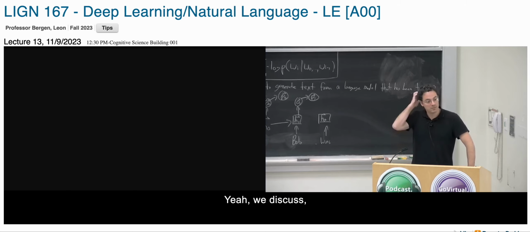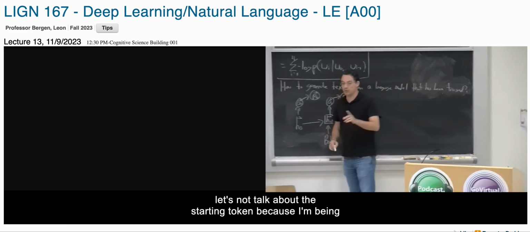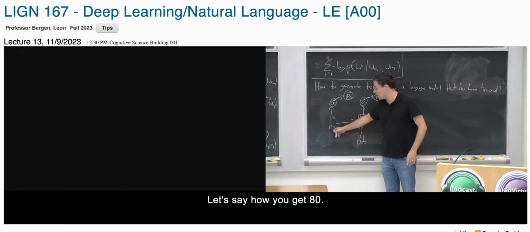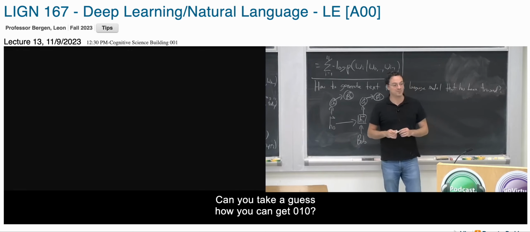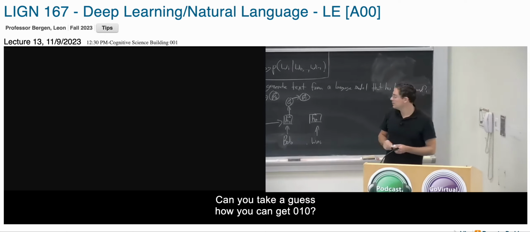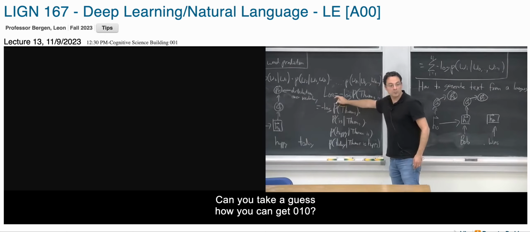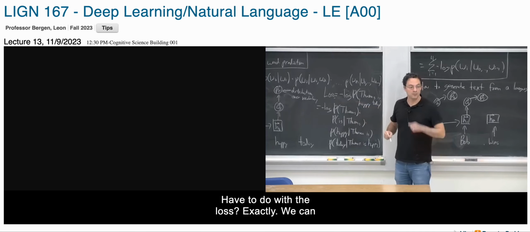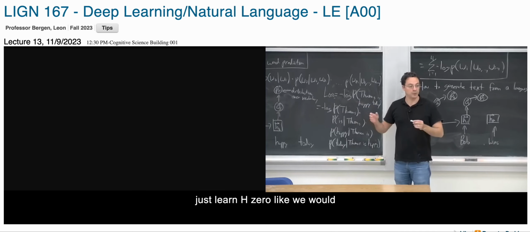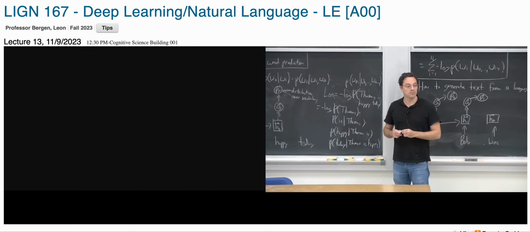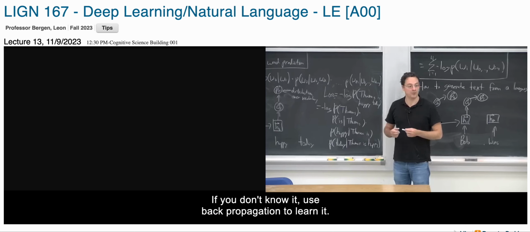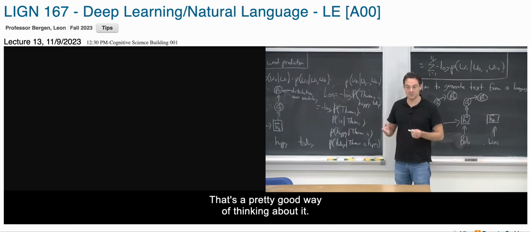Oh, so you mean, well, let's not talk about the starting token because I'm being a little bit loose with how I'm describing this right now. Let's say how you get H0. Can you take a guess how you can get H0? What does H0 have to do with the loss? Exactly. We can just learn H0 like we would learn any other parameter in the network. If you don't know it, use backpropagation to learn it. That's a pretty good way of thinking about it.